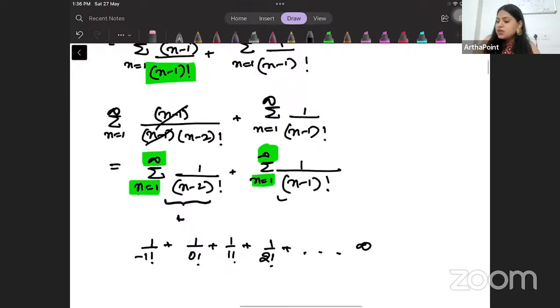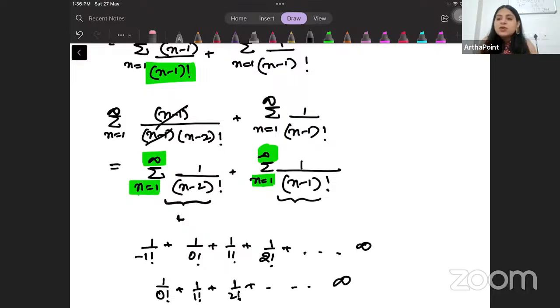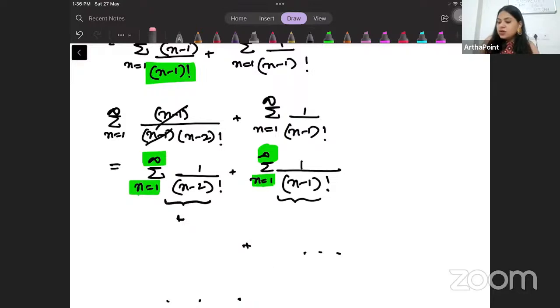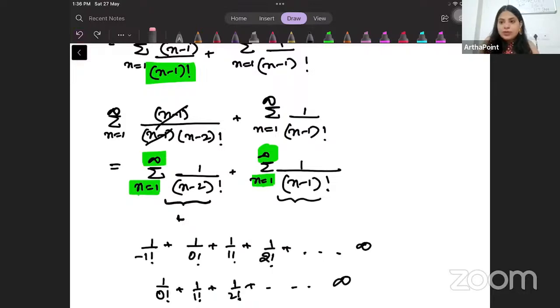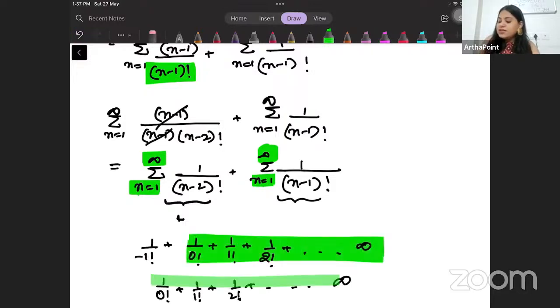But this also is the same. 1 upon 0 factorial plus 1 upon 1 factorial, 1 upon 2 factorial till infinity. Both of them are going till infinity. So if I were to replace these two things, 1 upon minus 1 will not make any sense. So wait a minute. If I were to replace these things, I can only start the series of this from 1 by 0 factorial and this also from 1 by 0 factorial.